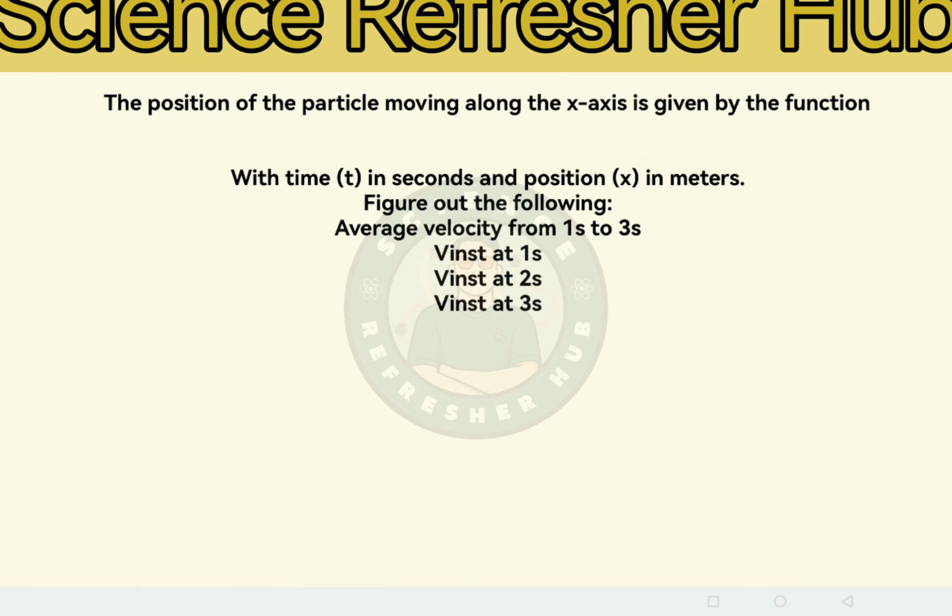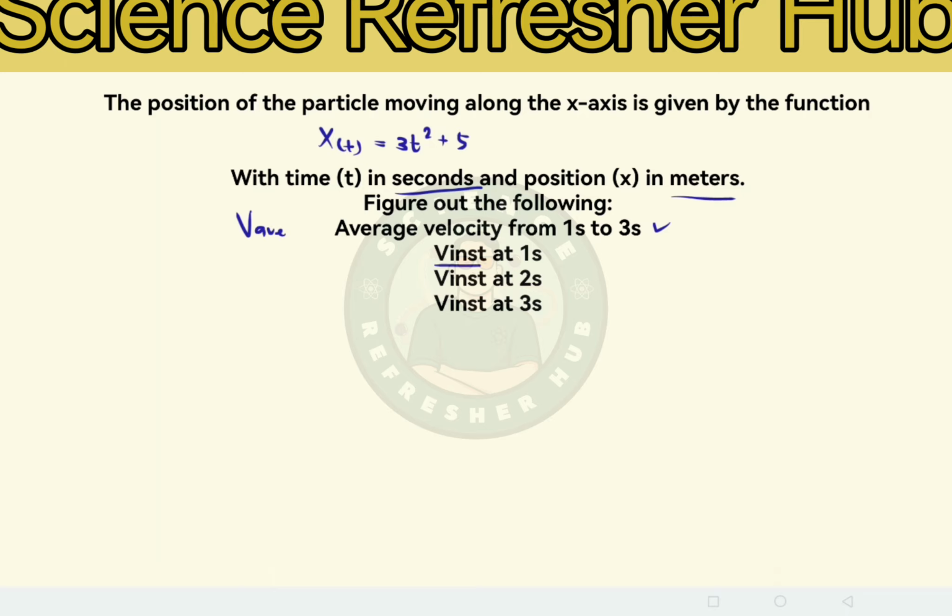Now we have a problem here. The position function of the particle moving along the x-axis is given by a function of x of t equal to 3t squared plus 5. Let's say that's the function. And with time in seconds and the position in meters. That's the unit. These are the units involved here. We will get the average velocity, or our v average.